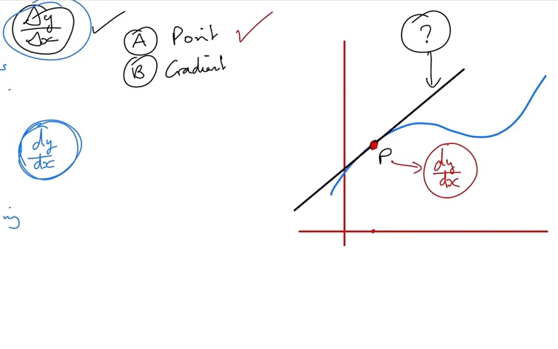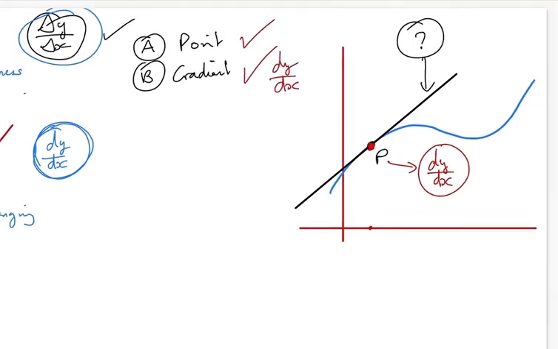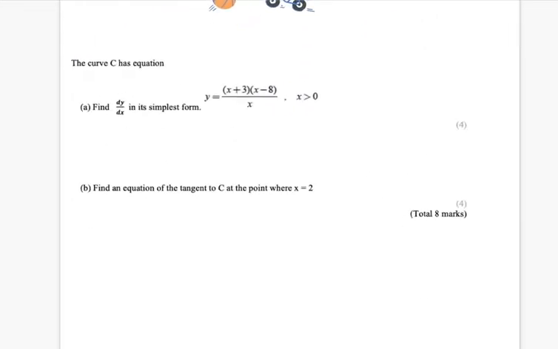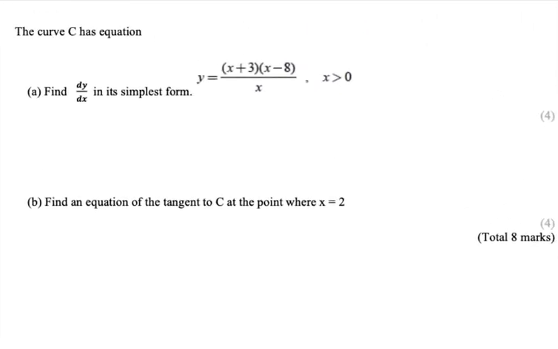Okay, so this is where we use dy by dx to find the gradient. Okay, let's do a couple of examples. We have one exam question with a couple of parts. So part A says find dy by dx in its simplest form. Again, hopefully you notice we've been given this function, but it's not in index form, is it?